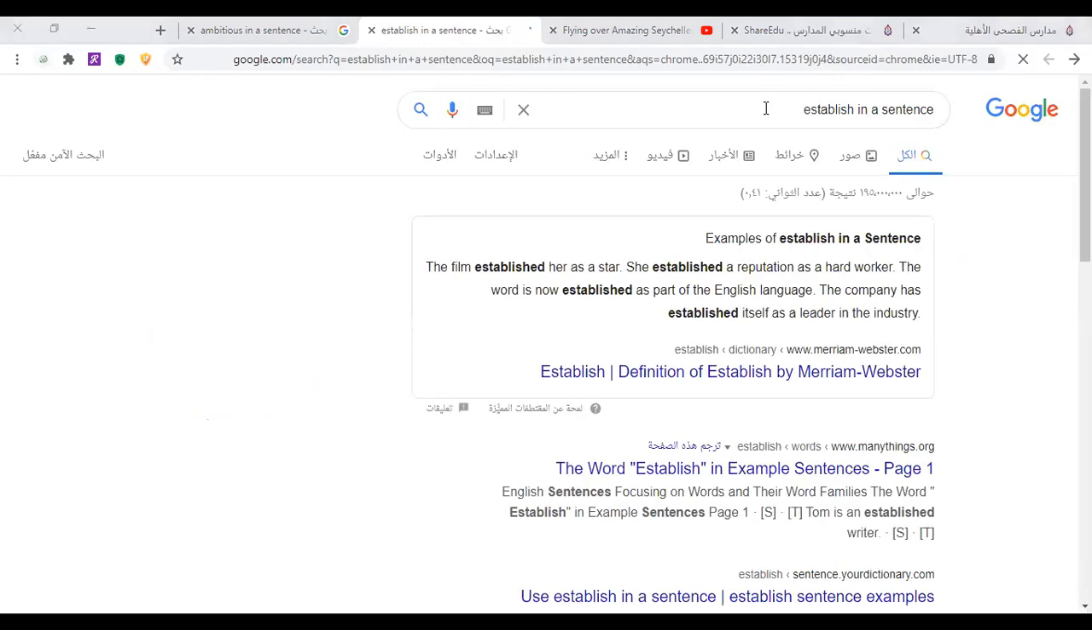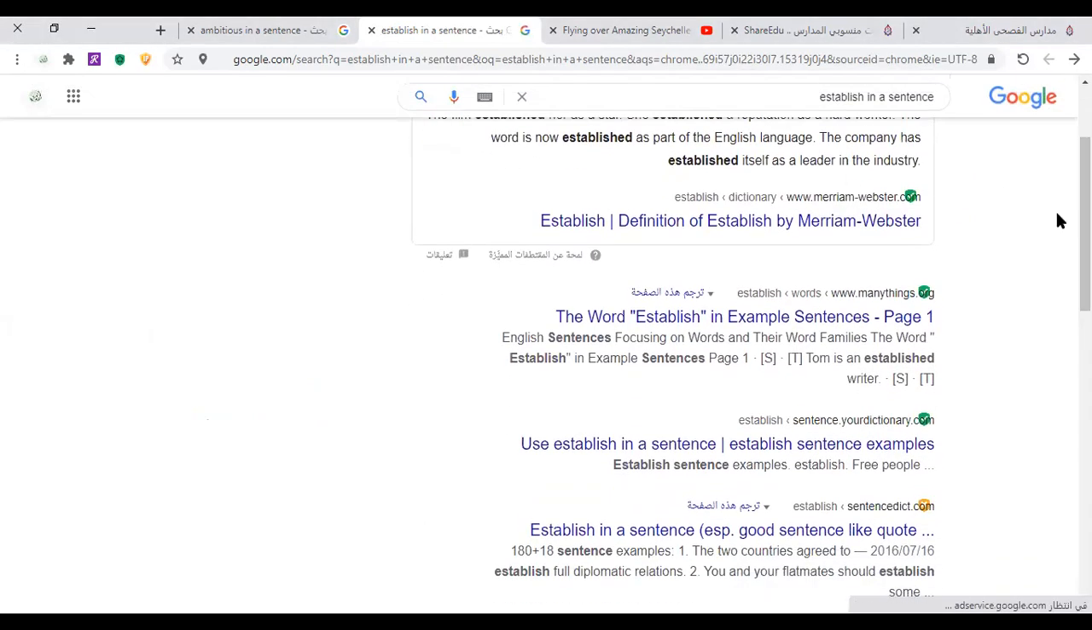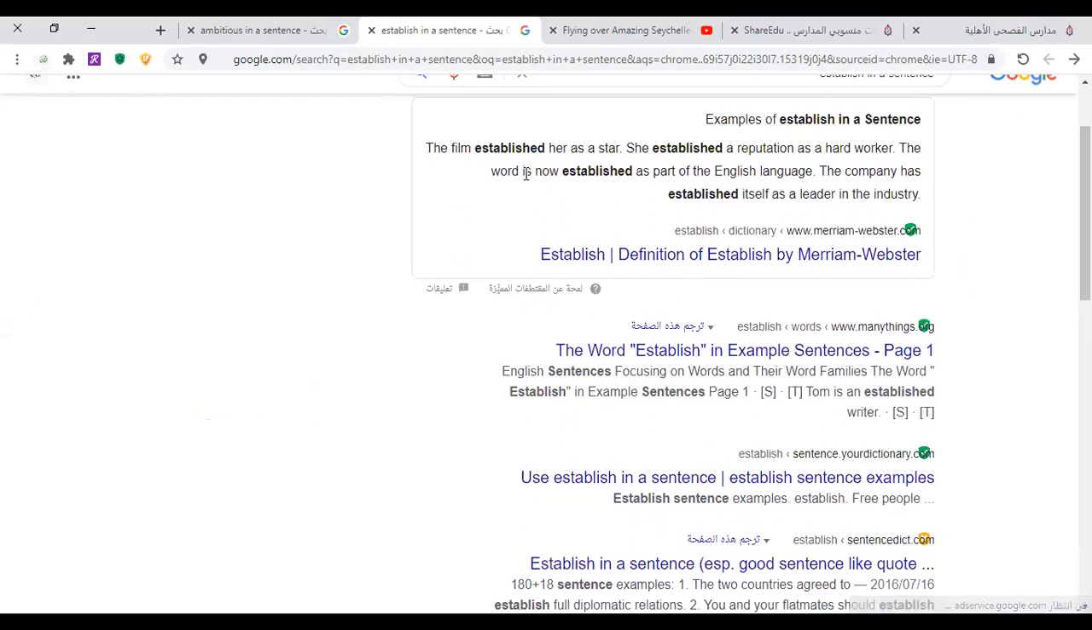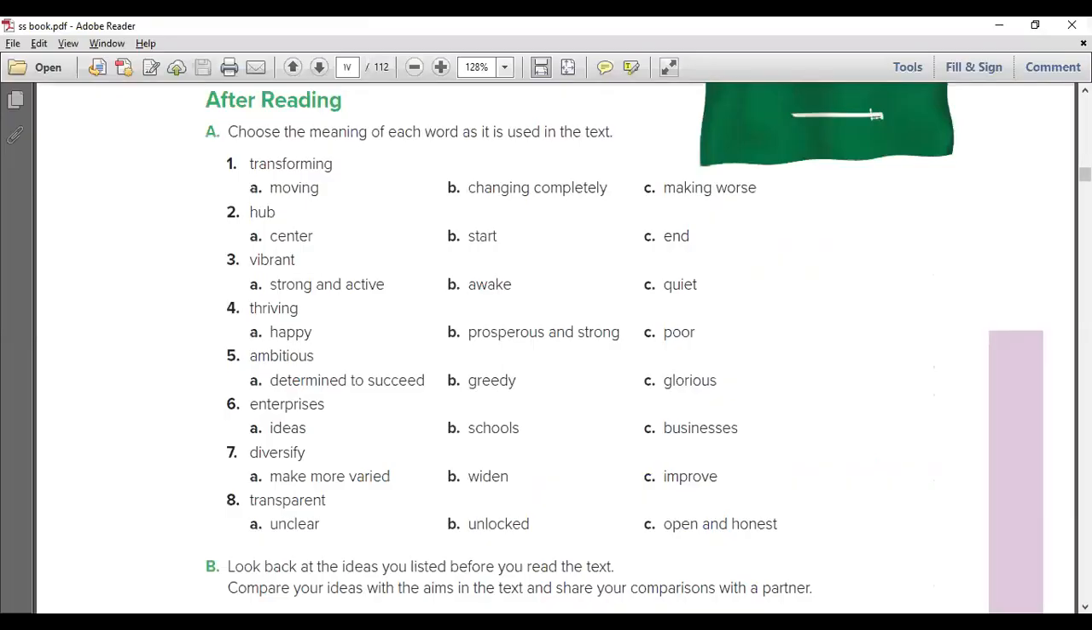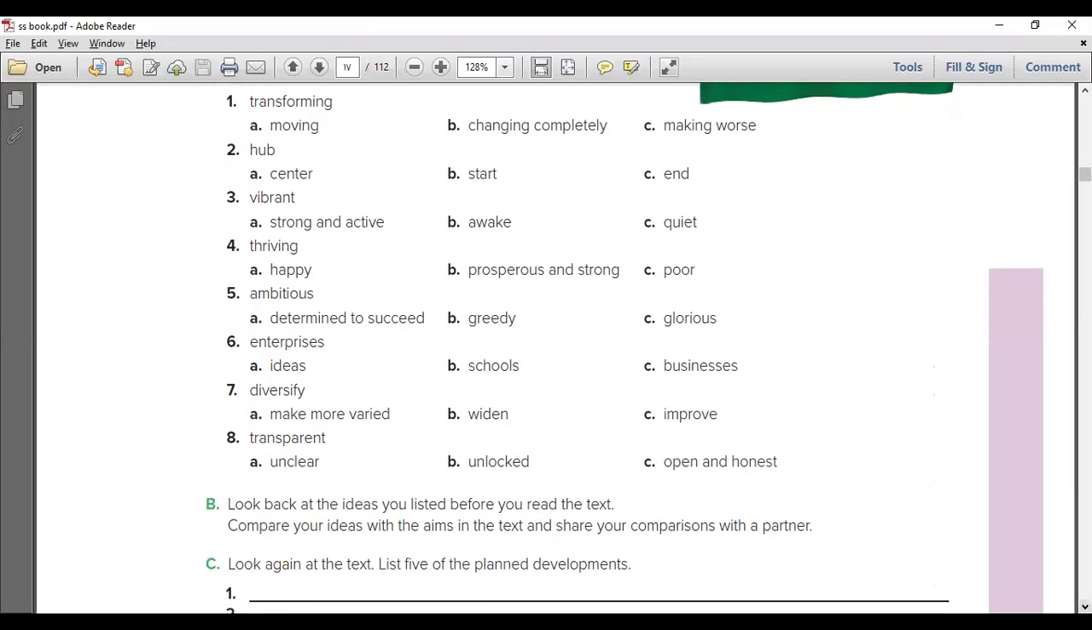So establish, example of establish in a sentence. I'm going to read the examples and then I'm going to see how I put the word in a sentence. So the film established her as a star. She established a reputation as a hard worker. You see, you will have many websites that give you a word in sentences. So it would be easy for you to know how it's going to be. Okay, Ola? Okay.